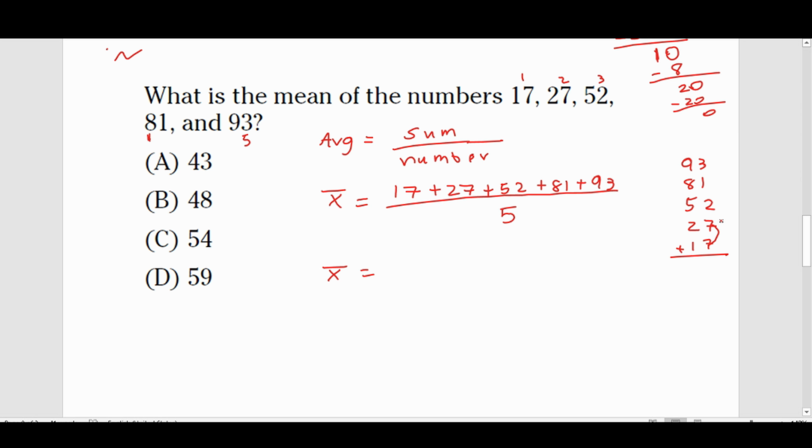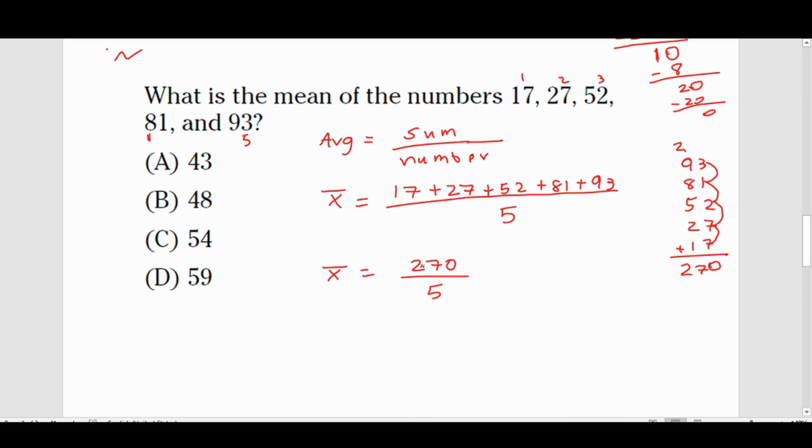7 plus 7 is 14, plus 2 is 16, plus 1 is 17, plus 3 is 20. Carry the 2. Let's go ahead. 9 plus 8 is 17. Plus 2 is 18, 19. Plus 1 is 20. Plus 5 is 25, plus 2 is 27. So we can see that this is going to be 270 over 5. Let's go ahead and work this out.